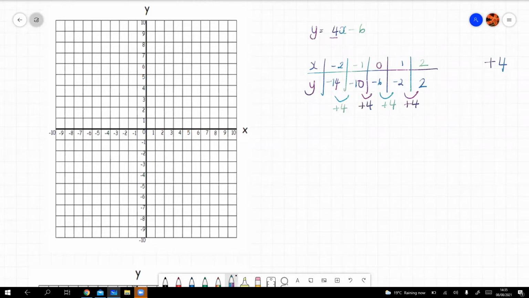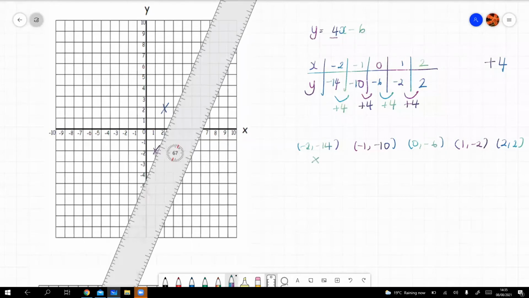Let's write down the coordinates then. We've got -2, -14, -1, -10, 0, -6, 1, -2, and 2, 2. Okay, so let's plot this. -2, -14, I can't do that because it's not on the line. -1, -10, I can. 0, -6, I can. 1, -2, and 2, 2.